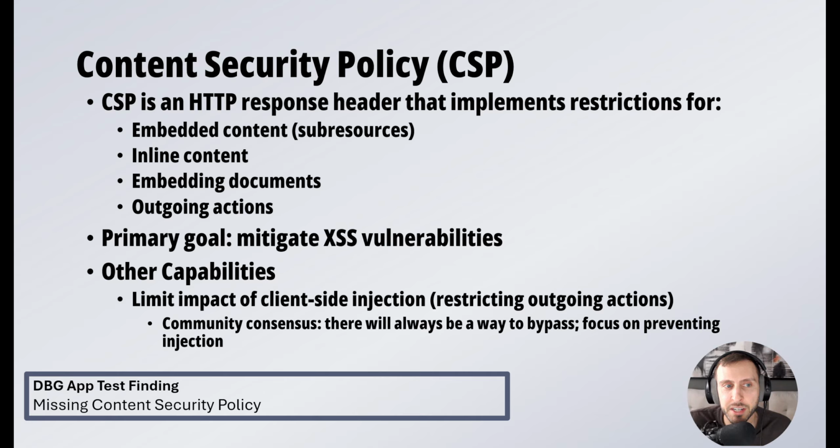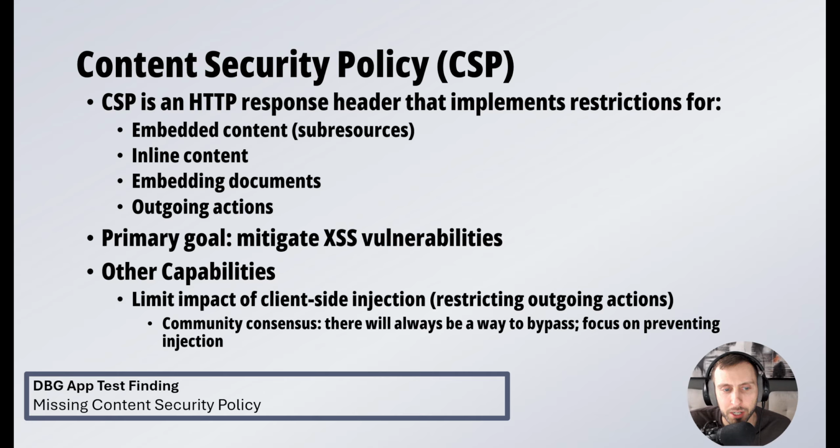So the CSP is an HTTP response header primarily, I'll say. There are other ways to implement it. The preferred approach is using it as a response header. And you can use it to implement restrictions for embedded content, so sub-resources, inline content, embedding documents. So if another app wants to embed your document, you can restrict that. And it also can restrict certain outgoing actions, like form action, I think is the directive. I'll talk about that in a moment.